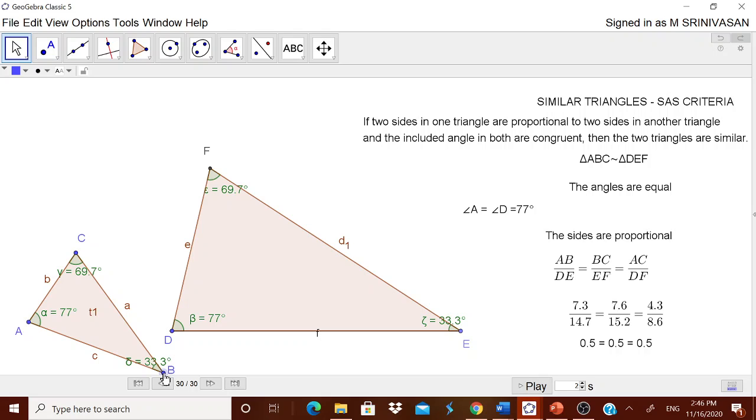Therefore, using SAS criteria, we have constructed 2 triangles that are similar to each other, and we are getting plenty of triangles to check whether the property of the corresponding parts of similar triangles works out.